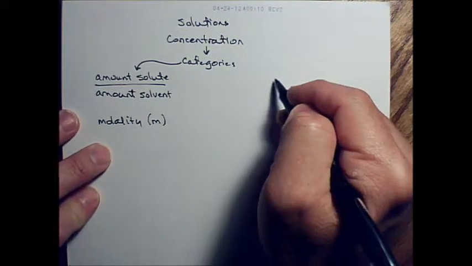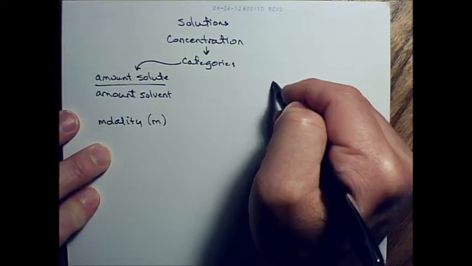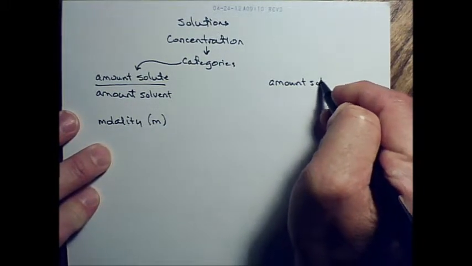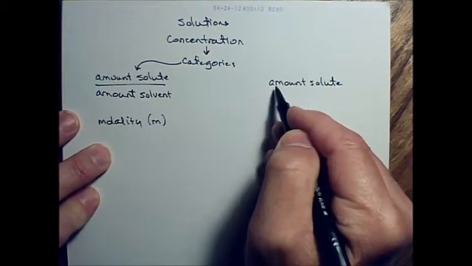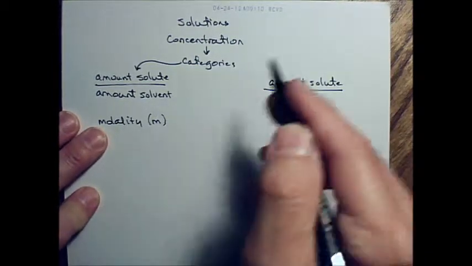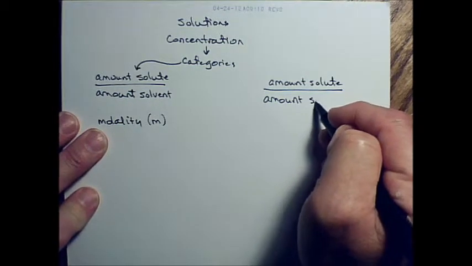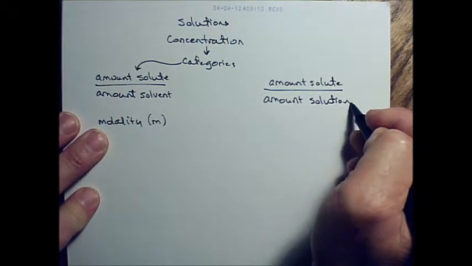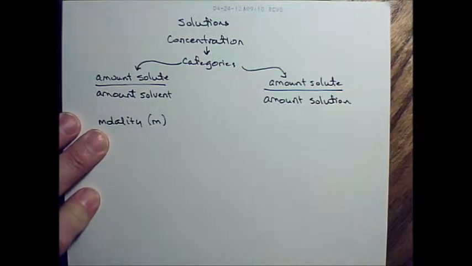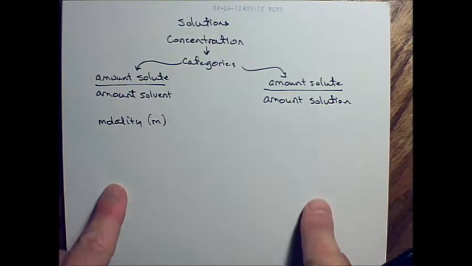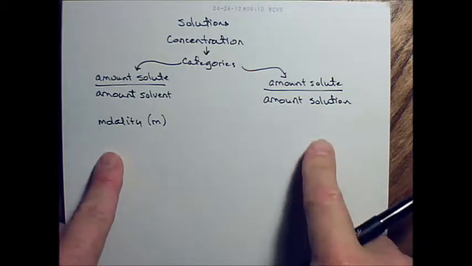The other major category is you put the amount of solute on the top as you did before with this category, but instead of having the amount of solvent on the bottom, you have the amount of solution on the bottom. That's another major category, and you can have lots and lots of different kinds of concentration units that fit in both of these.